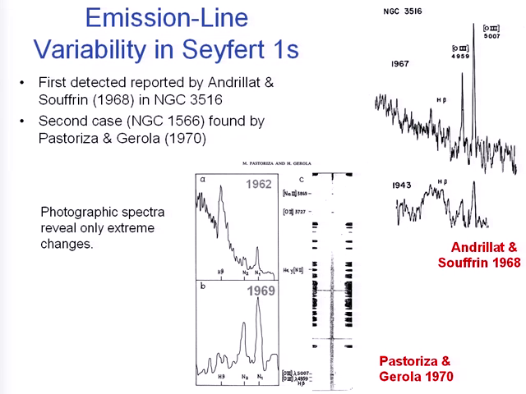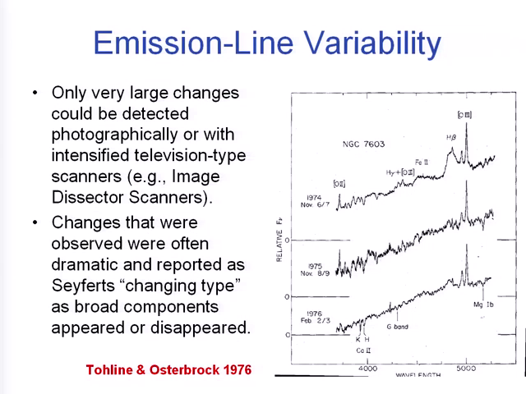Now, you see that these are rather dramatic changes, and these are the kinds of what we would call changing type AGNs now. But you can see what photographic spectra look like. They're not very good, and you could only really detect the largest sorts of changes.